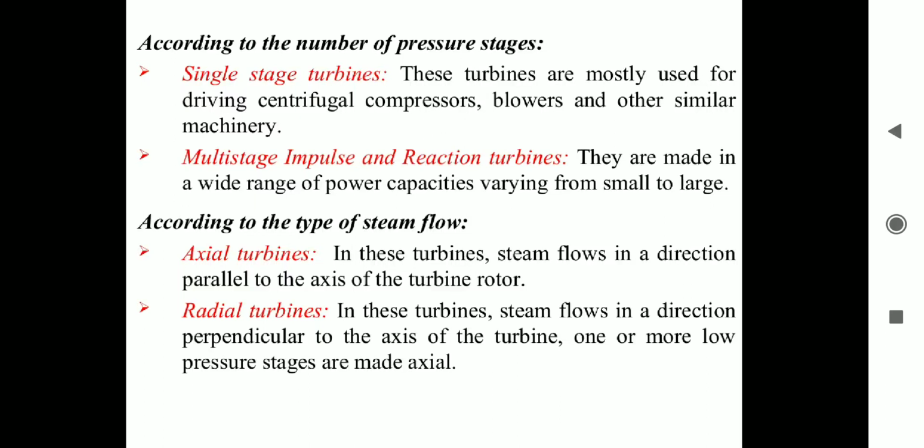They are made in a wide range of power capacities, varying from small to large, and are classified according to the type of steam flow. First is the axial turbine and second is the radial turbine. In the axial turbine, the steam flows in a direction parallel to the axis of the turbine rotor. In the radial turbine, the steam flows perpendicular to the direction of the axis of the turbine. So that's a radial turbine.